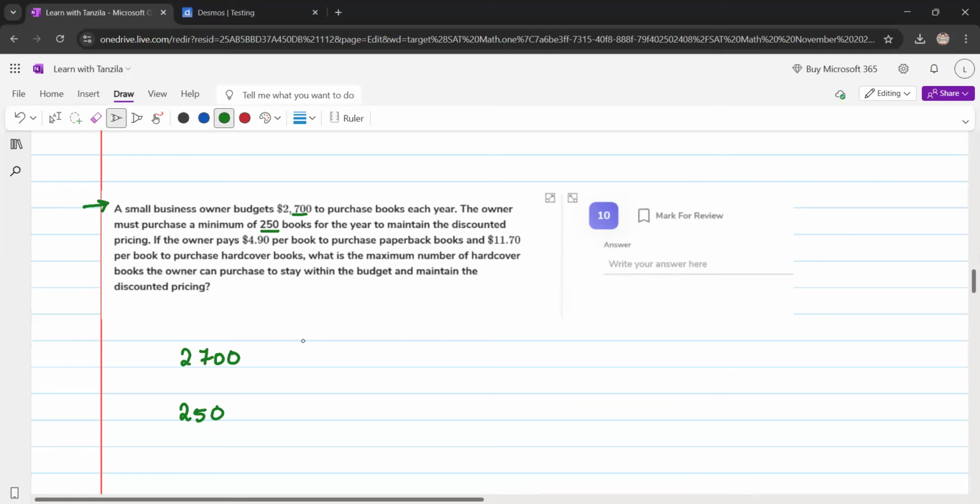So they have two types of book, paperback and hardcover. Let's say paperback is X, hardcover is Y. What is the maximum number of hardcover books the owner can purchase to stay within the budget and maintain the discounted pricing? Think a little. What should you be doing?